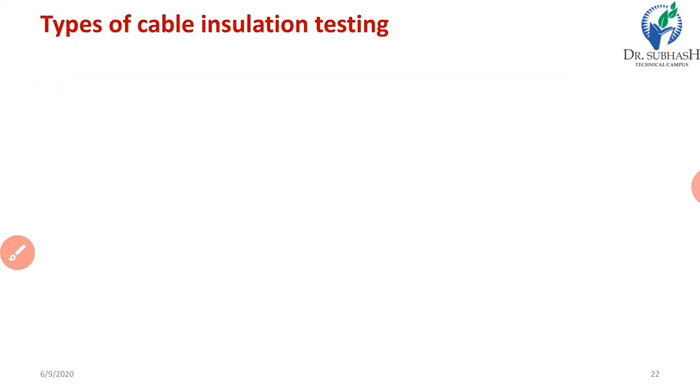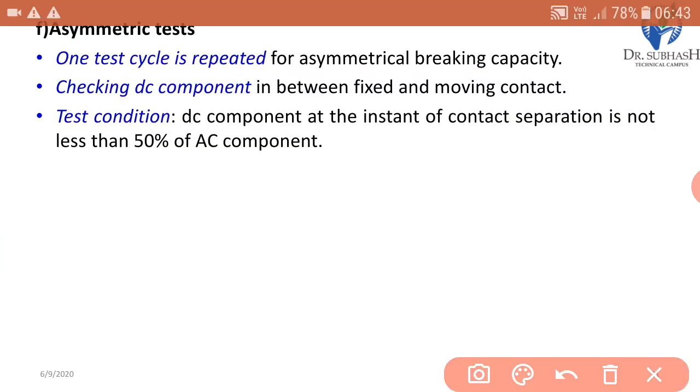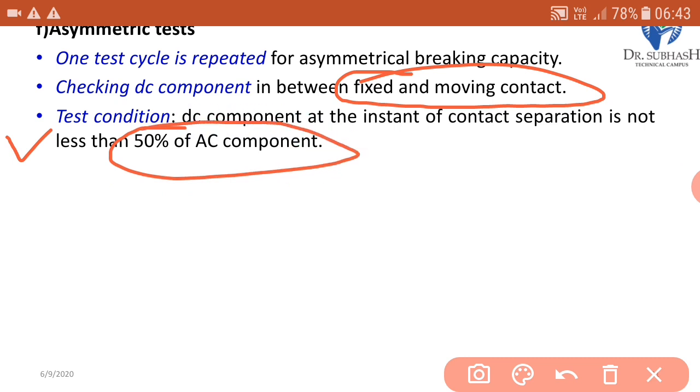Then asymmetric test. One test cycle is repeated for asymmetrical breaking capacity, checking a DC component in between fixed and moving contact. Test condition: DC component at the instant of contact separation is not less than 50% of AC component. So this is the test condition in an asymmetric test. So all these tests can be done on circuit breaker and isolators.